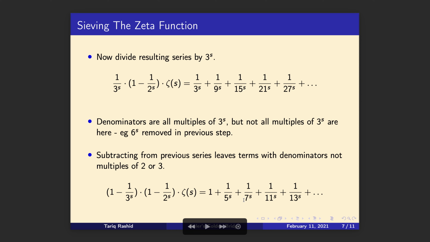You might start seeing a pattern here. You might start suspecting, well, hang on, we had 3 here, got 5 here, 7, these are prime numbers. They're not all prime yet, but there's something definitely related to primes going on here. So now we've sieved out the multiples of 2 and 3 to the power s.